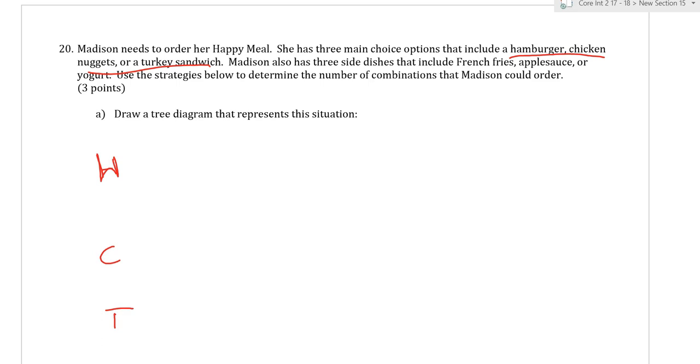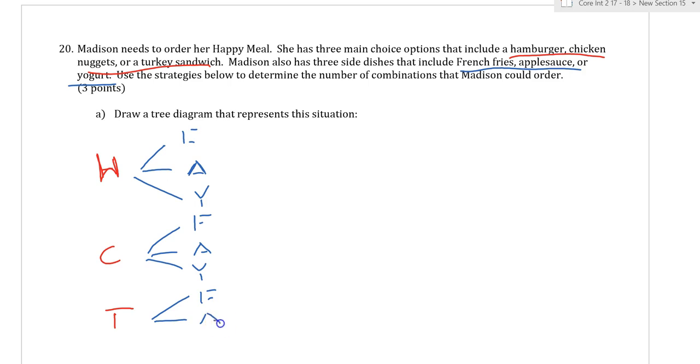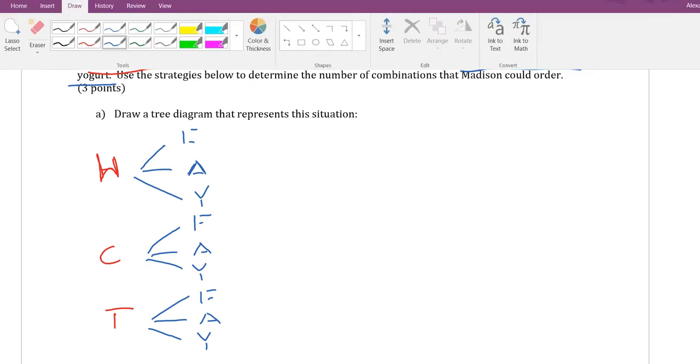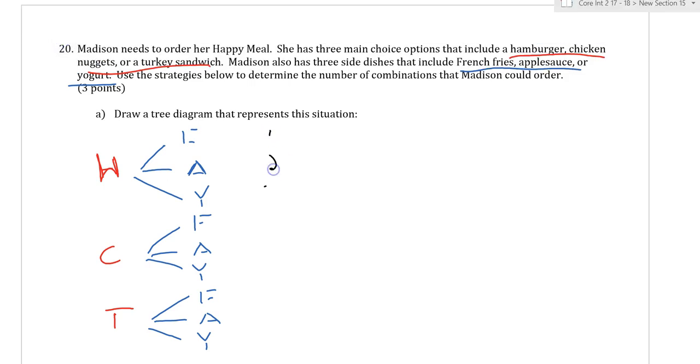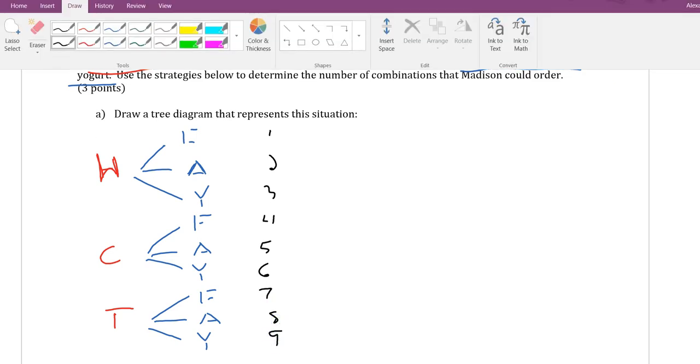Madison also has 3 side dishes that include french fries, applesauce, or yogurt. So each of these, I get french fries, applesauce, yogurt. Sorry, my board is not working, so I'm trying to just use my finger. French fries, applesauce, yogurt, for each main. Okay. So how many options do I have? I'm going to put the number next to it. So 1, 2, 3, 4, 5, 6, 7, 8, 9.